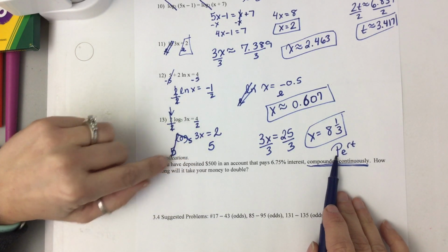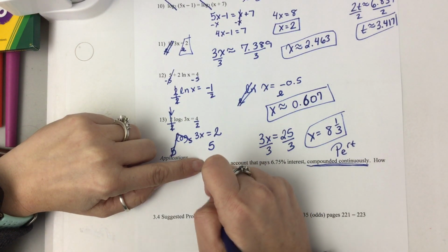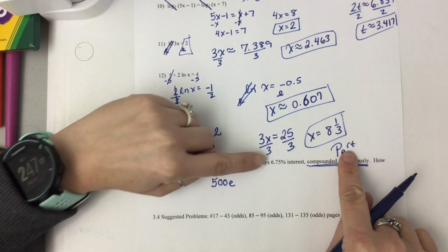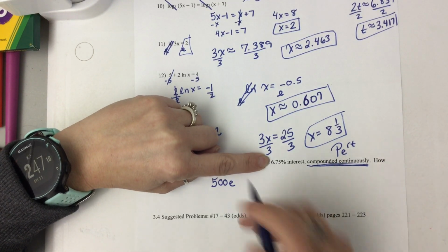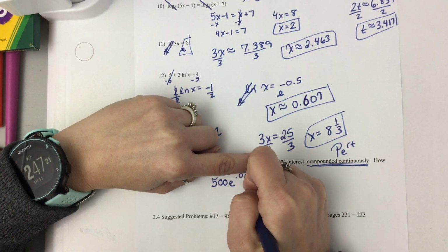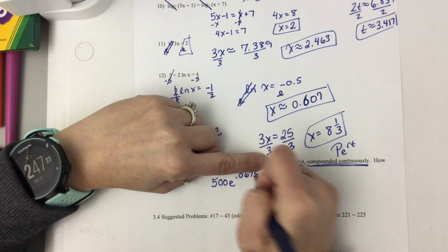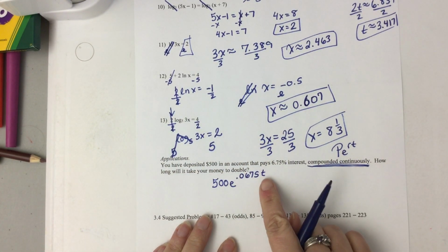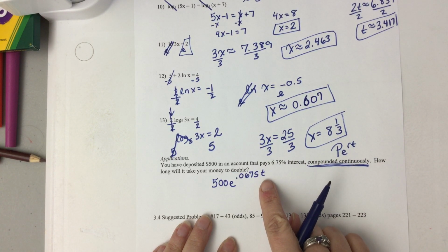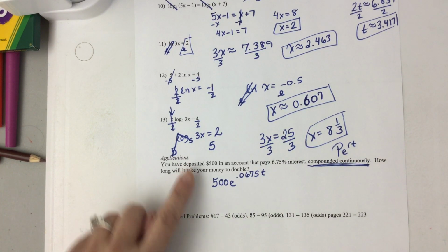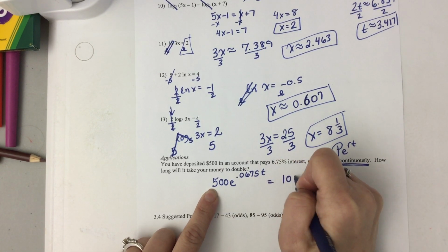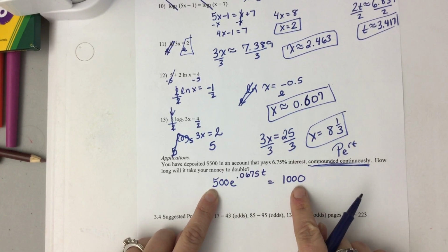Okay, so the principal, how much did you deposit? 500. e is a number, to the interest rate, 6.75% as a decimal is 0.0675. The question says, how long will it take? So we're trying to solve for t, time, how many years? For it to double. So if you put 500 in, and you're looking for it to double, you want to know when it's going to be worth 1,000.